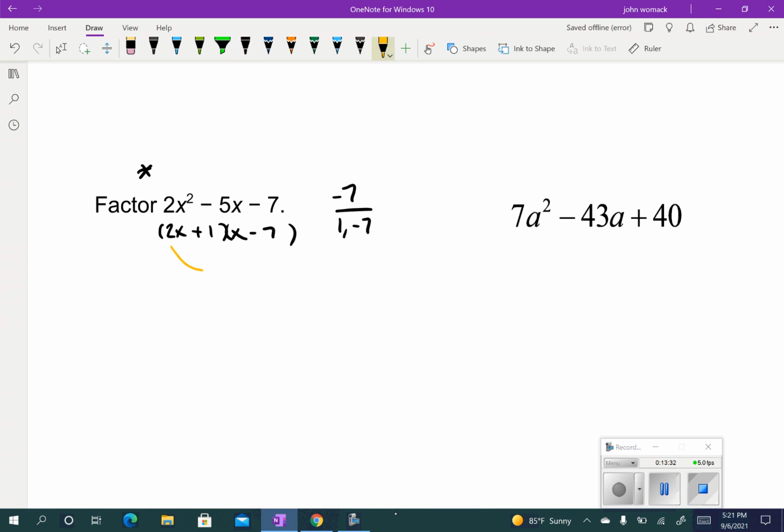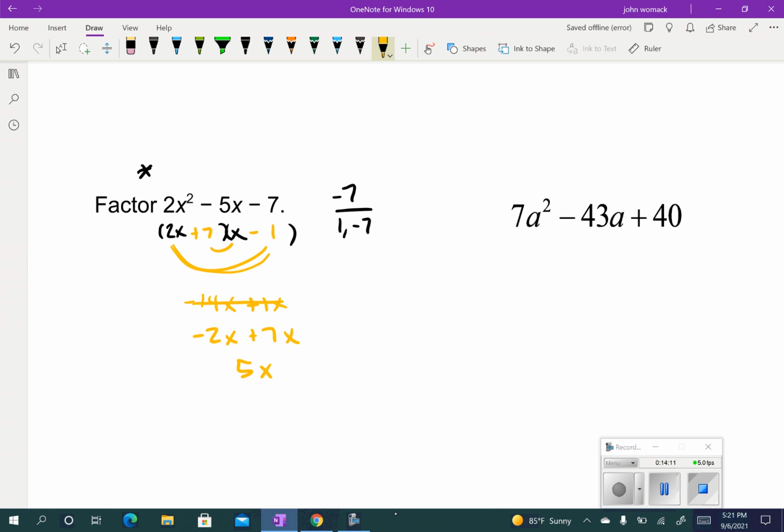All right, to check it, you times the outside two. That's minus 14x. The inside two, plus 1x. I add those. I do not get a minus 5. So let's take the 1 and the 7 and switch them around. Let's put the 7 here and the 1 here. Times the outside two, I'm going to get negative 2x. Times the inside two, I get plus 7x. Add those together. Now I wanted a minus 5x, and I ended up with a positive 5x.